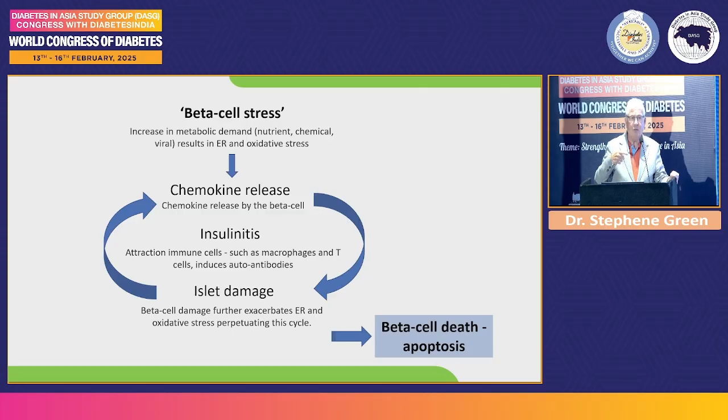That then sets this whole chain reaction off with chemokine release, insulinitis, islet cell damage, and it goes round and round. In some people, most of the children that we meet who present with type 1 diabetes, this is a very rapid process. In many people who get diabetes in later life, it's a very slow process. So it's a difficult area to unravel and sort out. So ultimately, though, leading to beta cell loss.